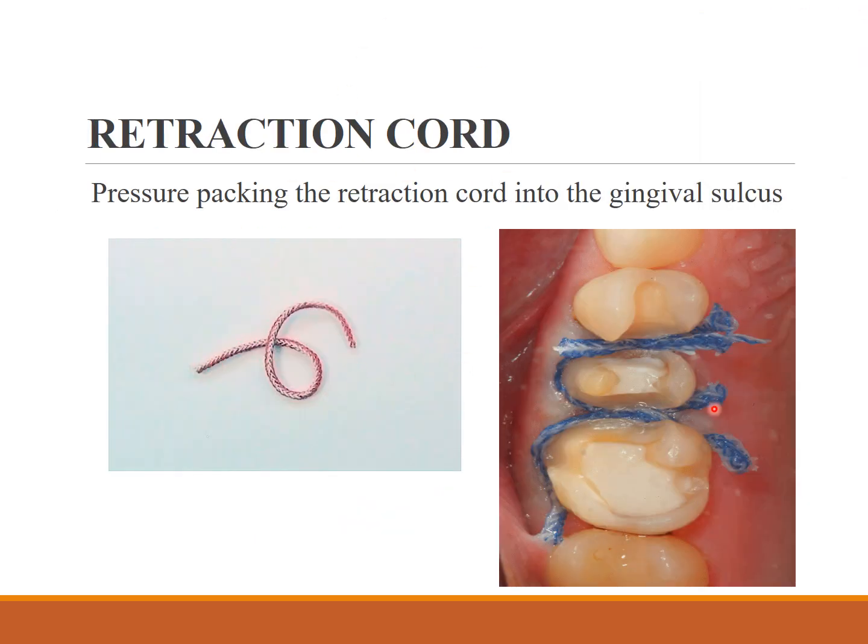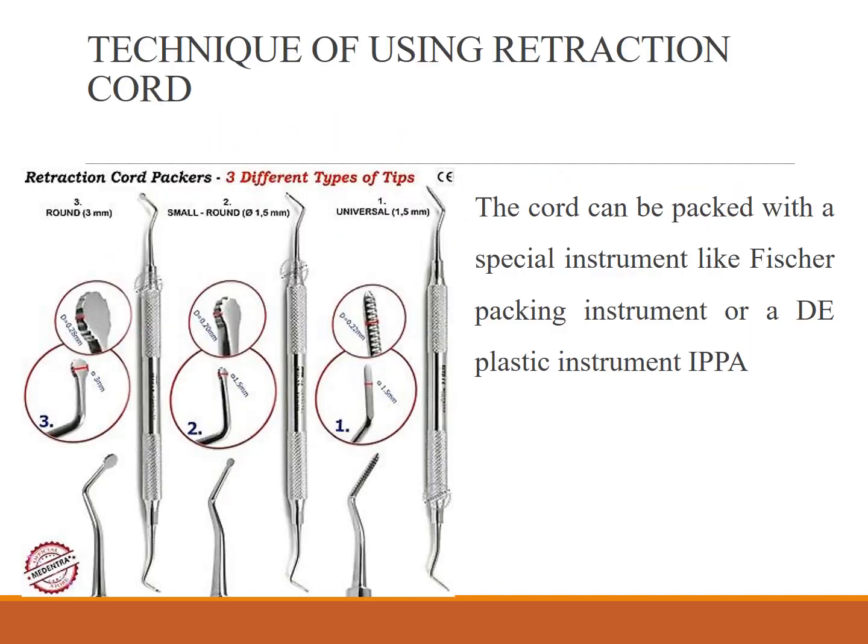Retraction cord. Pressure packing of retraction cord into the gingival sulcus is also used. We'll see more about it in the upcoming slides. Techniques to use a retraction cord. First of all, we use a cord packer, that is the instrument. These are three types: universal, small, round, and round, from 1 to 1.5 mm going to 3 mm. A cord can be packed with this special instrument like a fissure packing instrument.